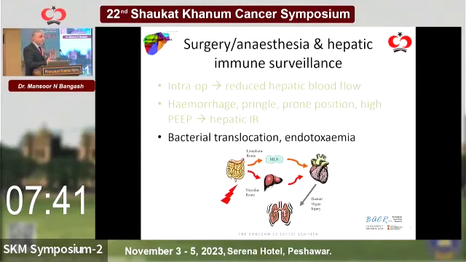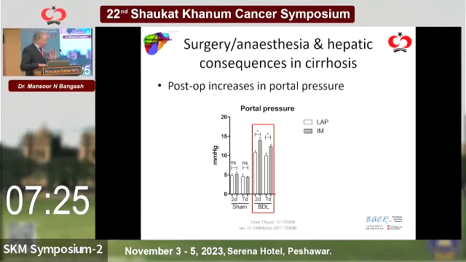Also, what happens with these patients is that as you manipulate the gut, and because their livers don't work very well, you get translocation of bacteria and you get translocation of endotoxin into the system. And that sets you up for infection, for sepsis, and it can cause remote organ injury as well. So what does all of that change within the operative period do to a patient post-operatively?